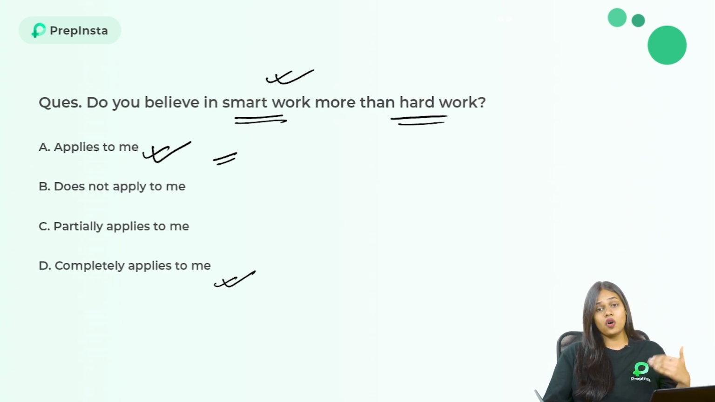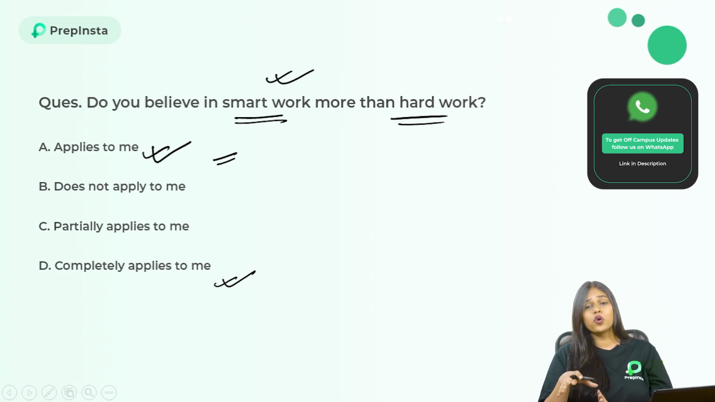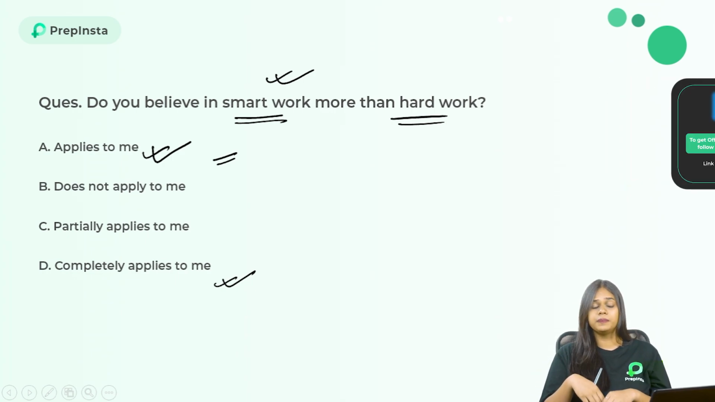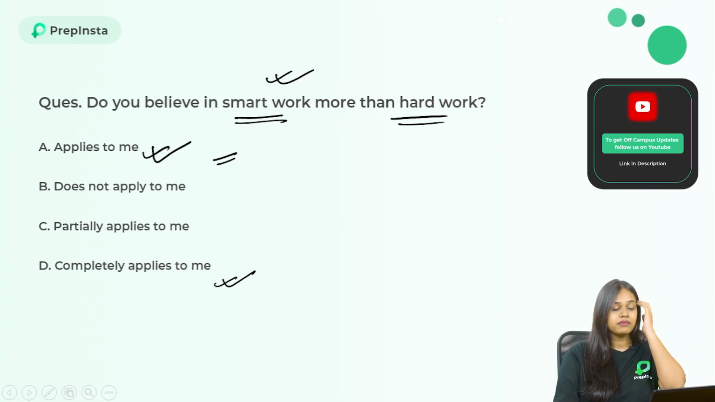Don't go with does not apply to me, because a person who does not know how to work smartly or get work done smartly is not the most desired candidate, right? So applies to me would be the most appropriate, because completely applies to me would mean that you are not giving hard work as much importance as smart work, right? So you can go with applies to me to be the most appropriate. Obviously, there are no right or wrong answers.